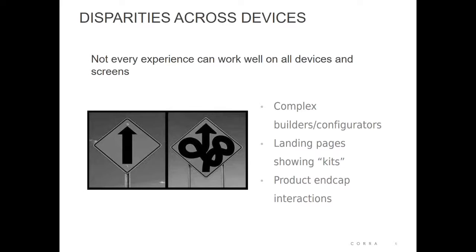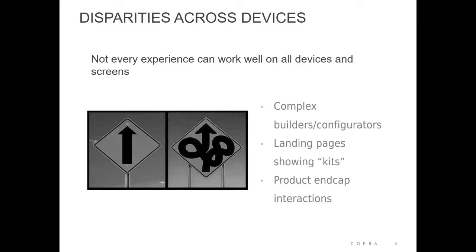Kit landing pages are another example of this. If you're trying to show a kit that has multiple components, say like 12 components, showing that on a phone is always a big challenge, to try to make sure you're replicating the same experience.